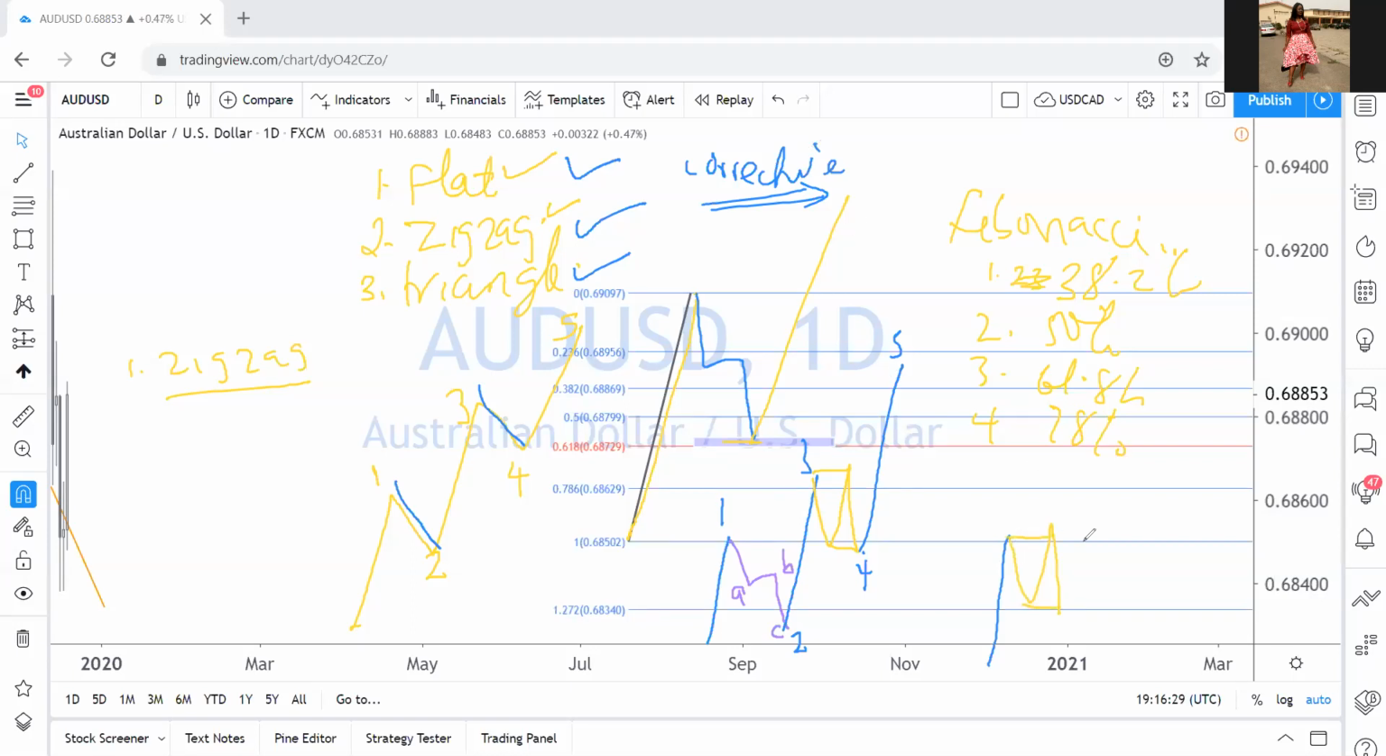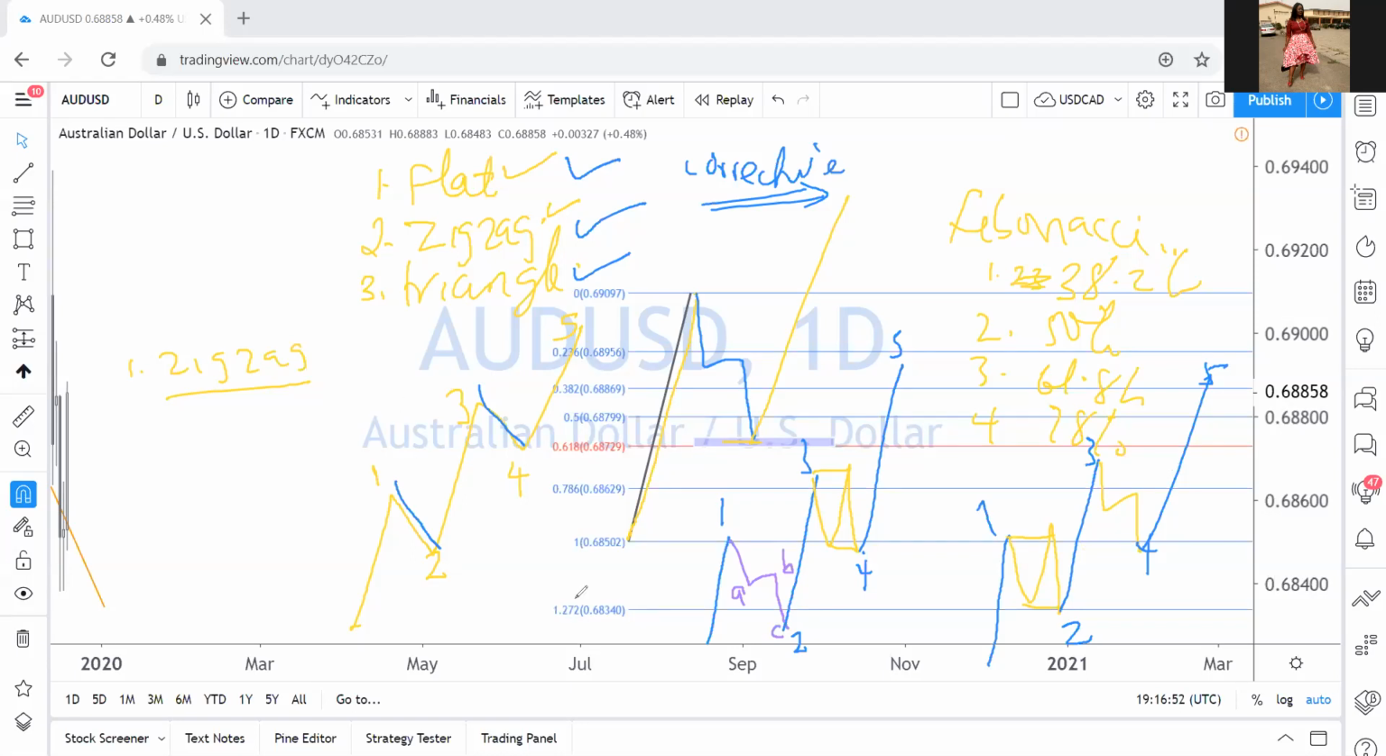Then wave 3 pushes to the upside. And after wave 3, you now have a zigzag here forming wave 4, and then you have the last push to the upside for wave 5. 1, 2, 3, 4, 5. Can you see that there is alternation in structure?